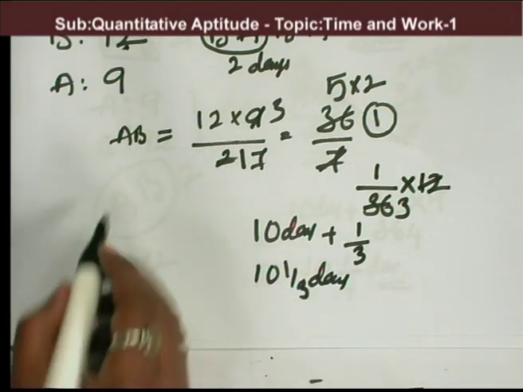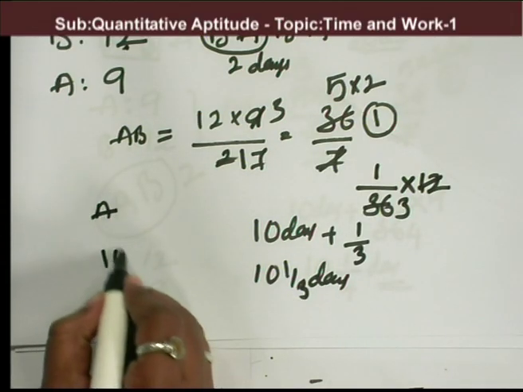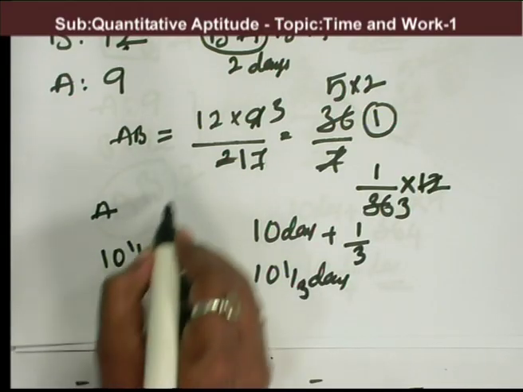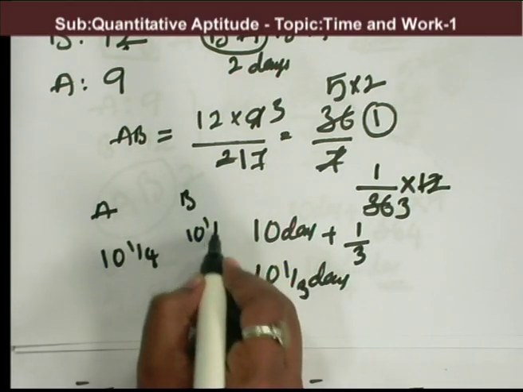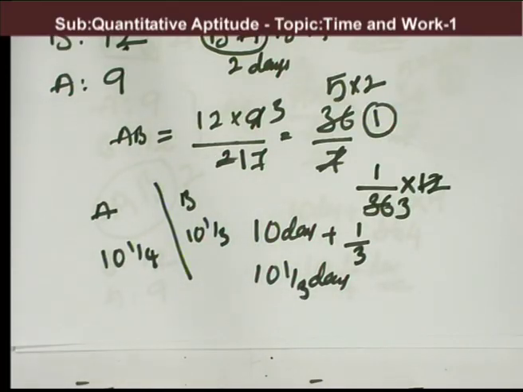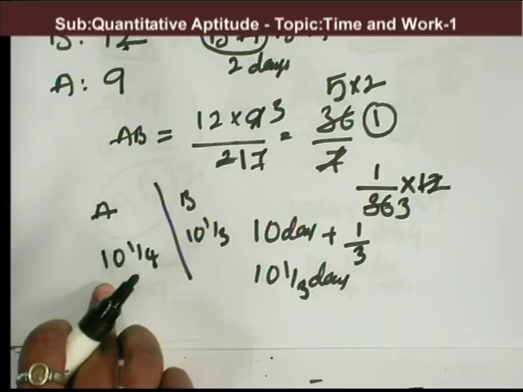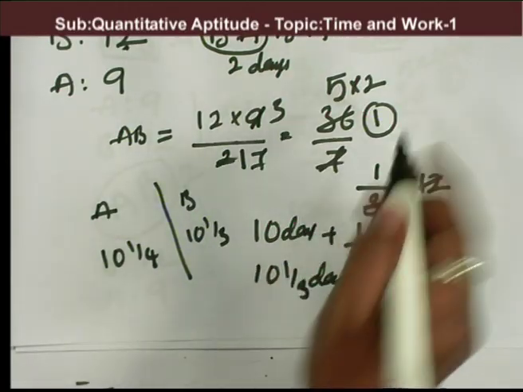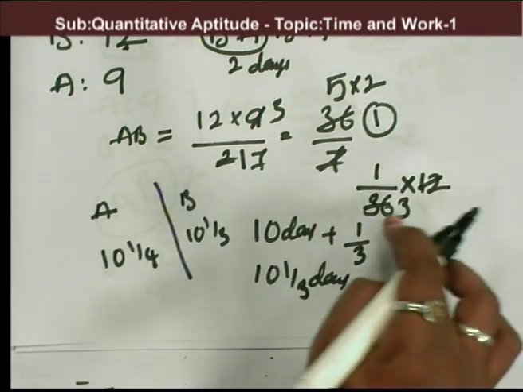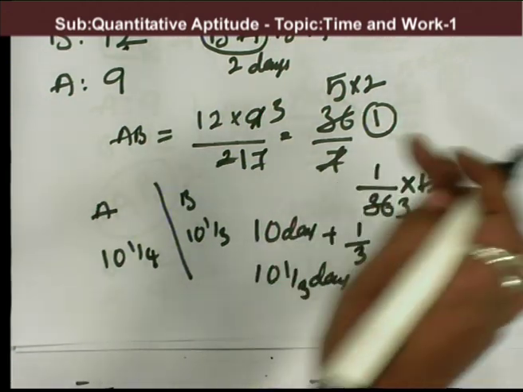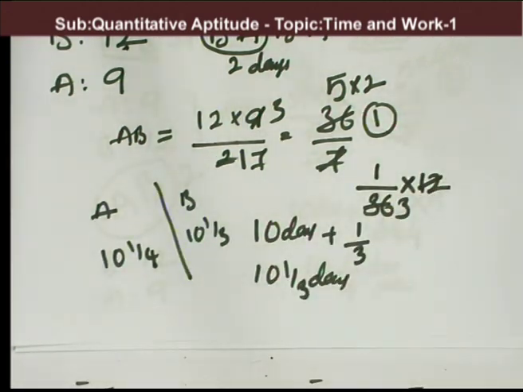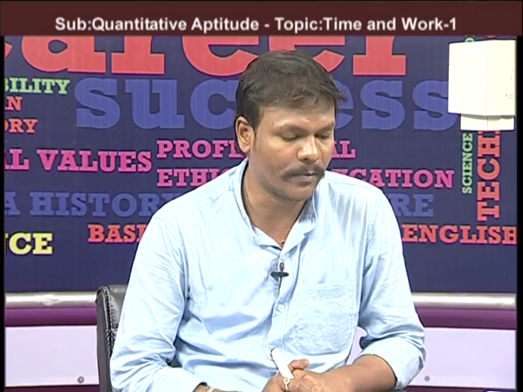The same question: if A begins the work, it will be completed in 10 1 by 4 days, and if B begins the work, it will be completed in 10 1 by 3 days. Separately, the question may be asked as A started the work or B started the work. For the remaining work, if A started, we take A's value, and if B started, we take B's value. Okay. This is the question for alternate days. This is also very important and a typical model.